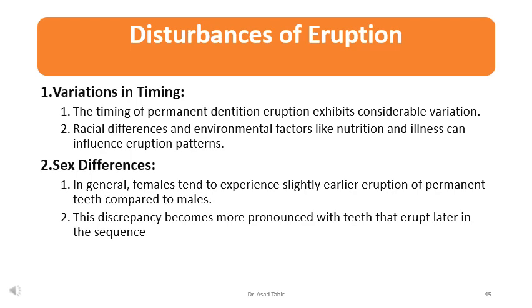The timing of permanent dentition eruption exhibits considerable variation. Racial differences and environmental factors like nutrition and illness can influence eruption patterns. Sex differences. In general, females tend to experience slightly earlier eruption of permanent teeth compared to males. This discrepancy becomes more pronounced with teeth that erupt later in the sequence.